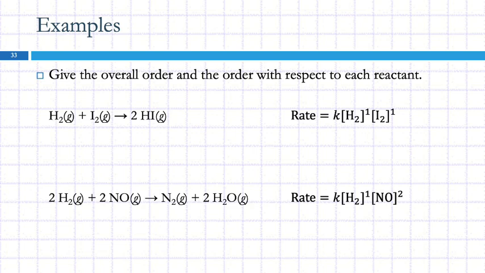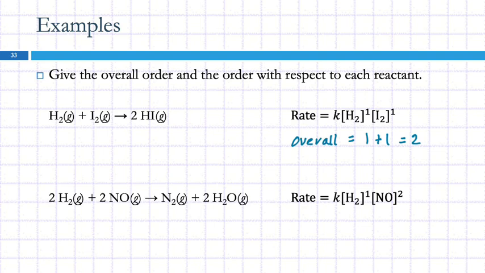Okay, give the overall order and the order with respect to each reactant. So here we have a chemical equation, and we're not going to get any of these answers from the balanced chemical equation. This is the rate law. This is what we have to look at. So what's the overall order? 2. Overall equals 1 plus 1, which is 2. We're just adding the exponents. Normally we don't write the ones, but we put them there here just to make the point.